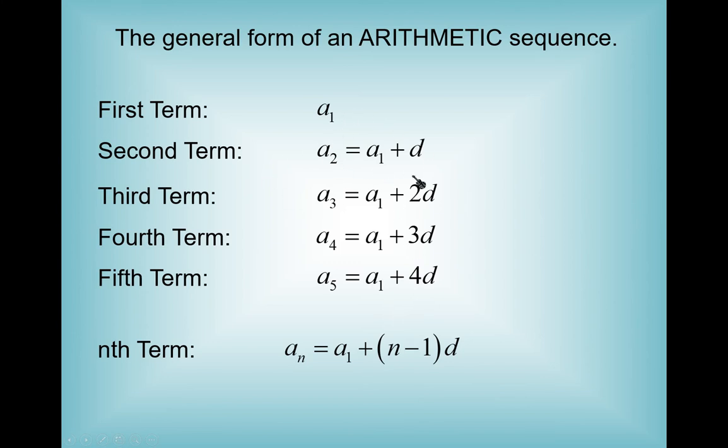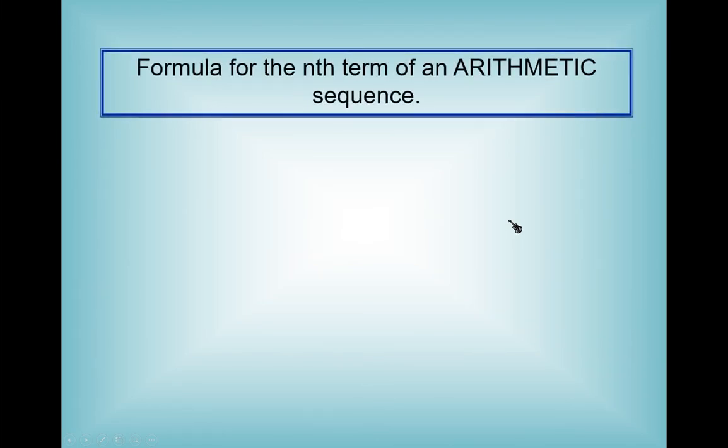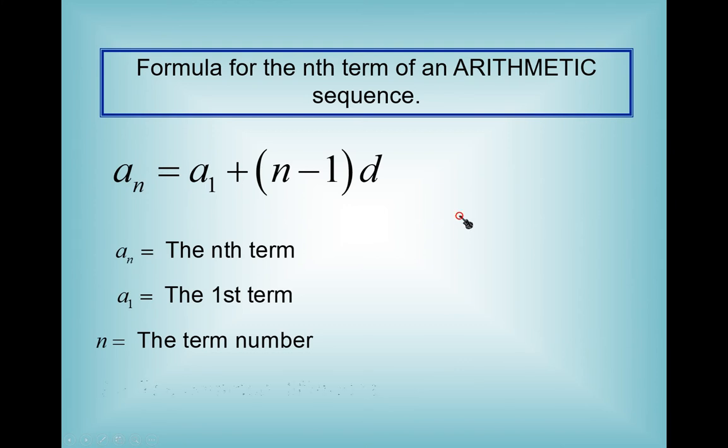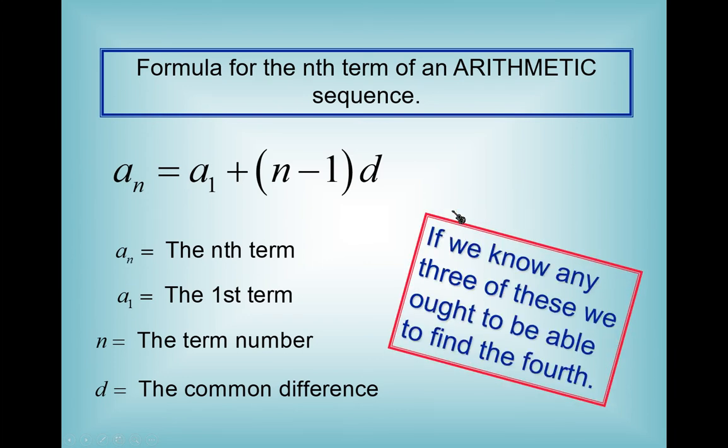So, tignan natin yung pattern na sunod-sunod lang naman siya. Kaya hindi siya masyado nakakalito pagdating sa arithmetic sequence. Formula for the nth term of arithmetic sequence. Ito po yun. So, tandaan po natin, a sub n is equal to a sub 1 plus parenthesis n minus 1 multiplied by d. A sub n is the nth term. A sub 1 is the first term. N is the term number. Then d is the common difference. If we know any three of these, we ought to be able to find the fourth.